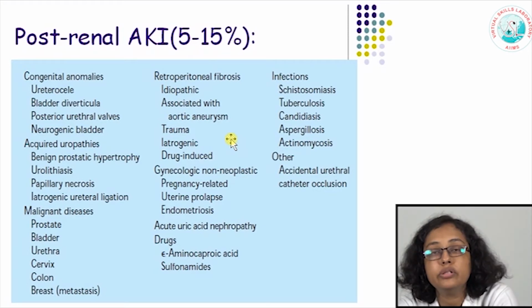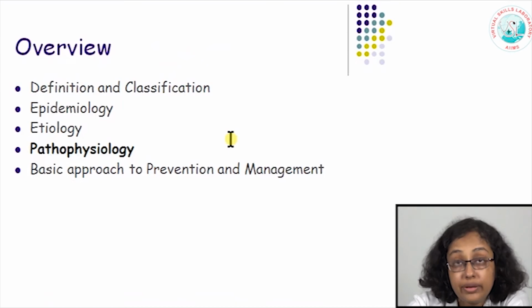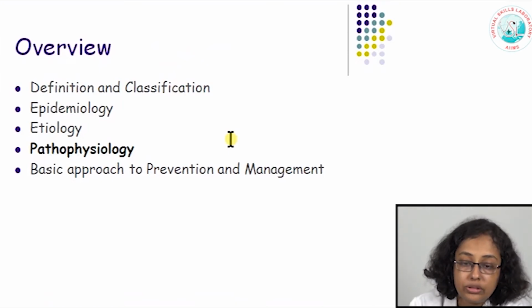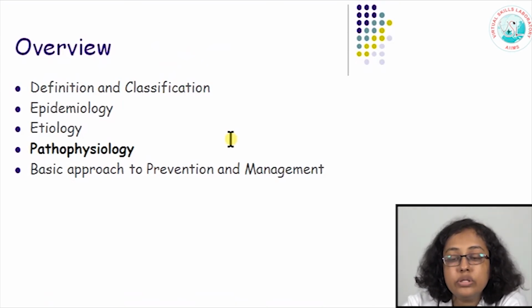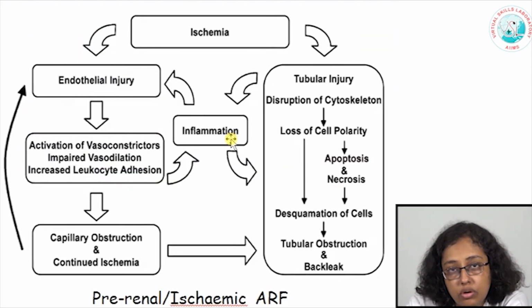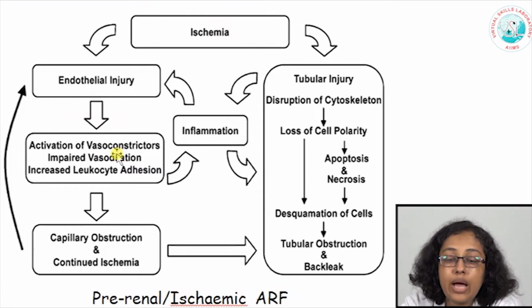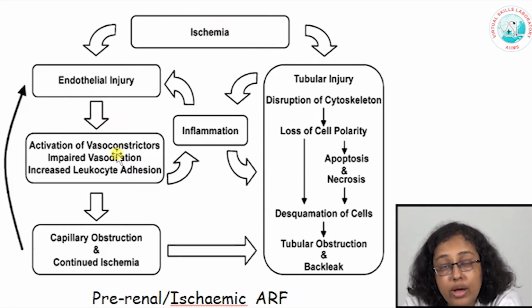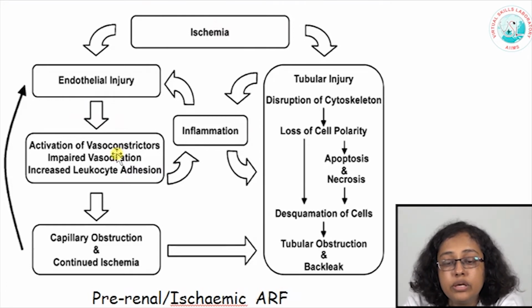Having looked at the various causes, depending upon the level of involvement, let's look at the pathophysiology. So, as we saw earlier, ischemia due to decreased renal perfusion is the most common cause of acute renal failure. What ischemia does is it leads to endothelial injury, which causes activation of vasoconstrictors, impaired vasodilatation, and increased leukocyte adhesion. This leads to capillary obstruction, which leads to accentuation and perpetuation of the ischemia, which further leads to further endothelial injury. So it's like a vicious cycle.